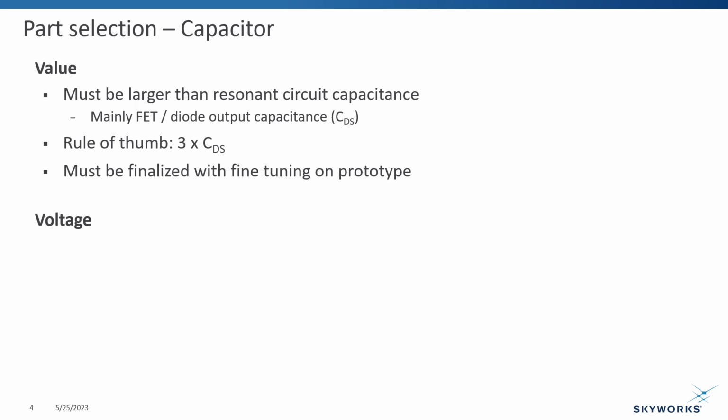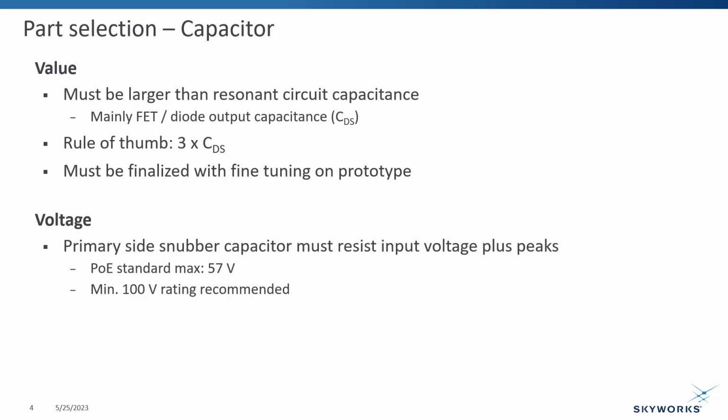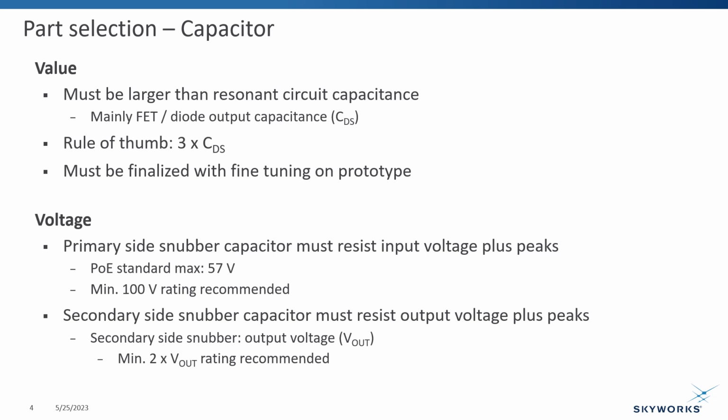Voltage rating of the capacitor depends on where the snubber is located. Primary side snubbers are more common in non-isolated power supplies and must bear the input voltage with the added peaks during switching. For power over Ethernet, we recommend a 100 volts rating. Secondary side snubbers are exposed to the output voltage with the added peaks. As an estimation, you can double the output voltage and use that as the voltage rating.